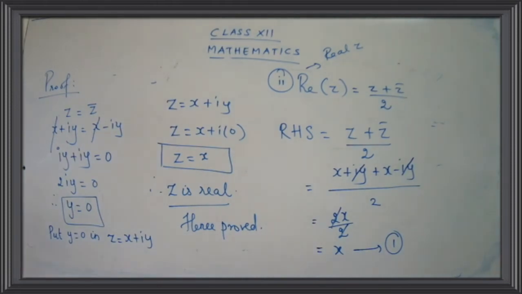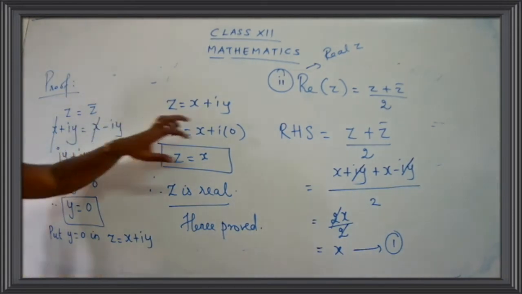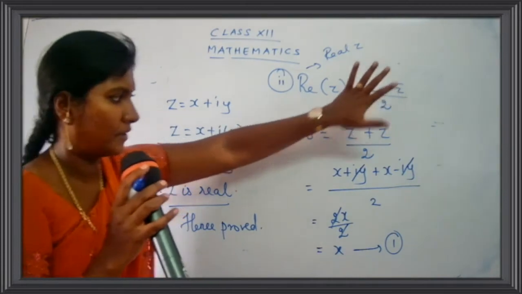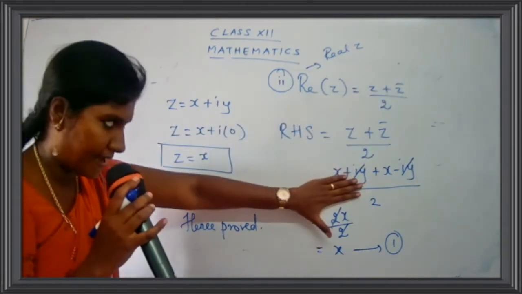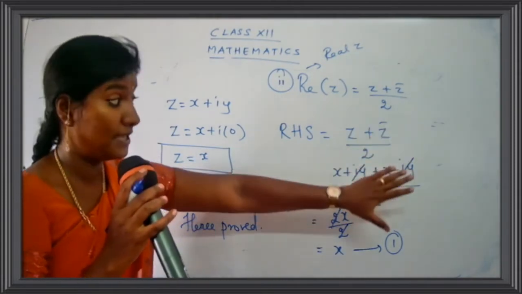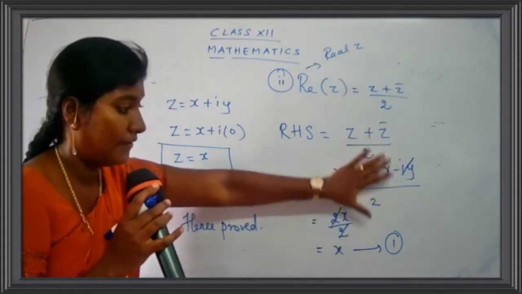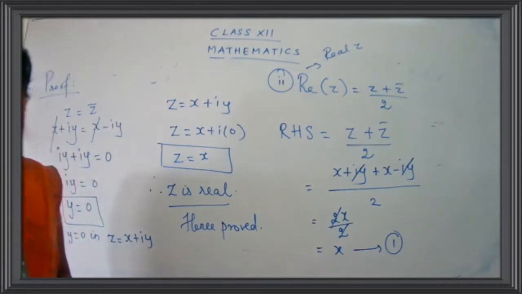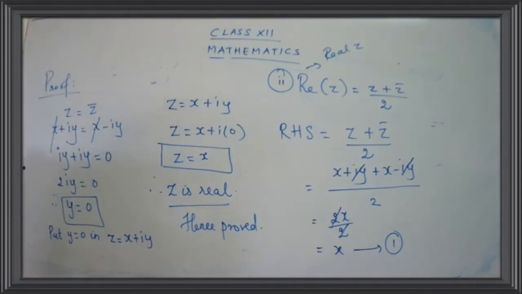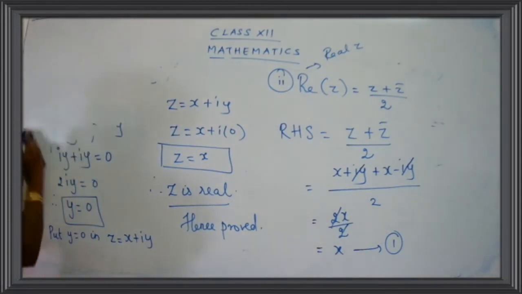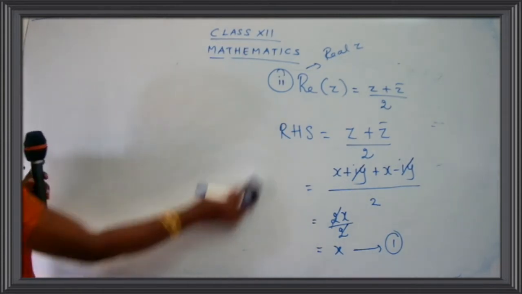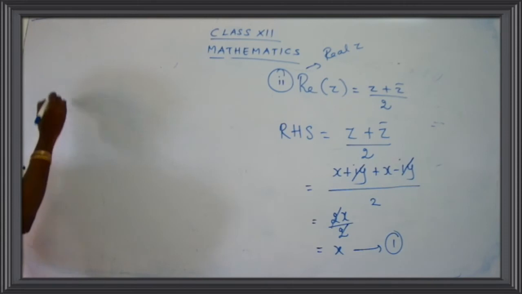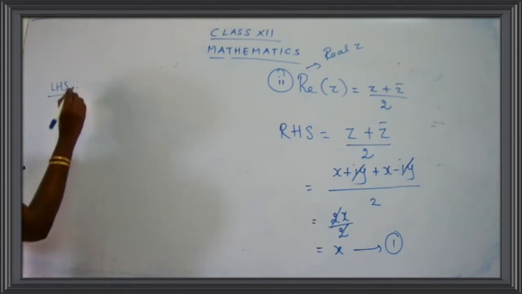I have told that we are going to start from the RHS. Yes, children? I took the RHS part first. I just substituted the value. For z, it was x plus iy. For z bar, the value was x minus iy. And when we simplify, we get the answer as x. Now, what are we going to do? Write down LHS. What is the LHS part?